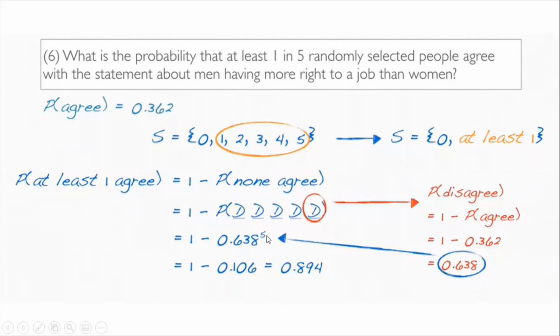and then we got 6 outcomes. We do not want just 5 people, so you multiply this probability 5 times for 5 people, and then you subtract it from 1, and then you get this value. So there is an 89.4% chance that at least 1 in 5 randomly selected people agree with this statement.